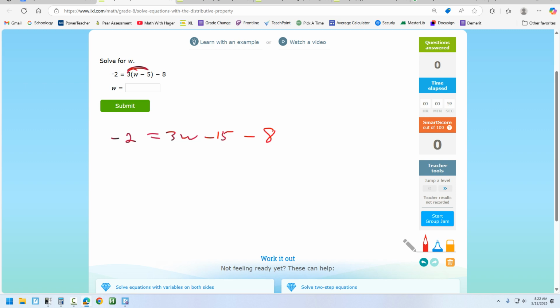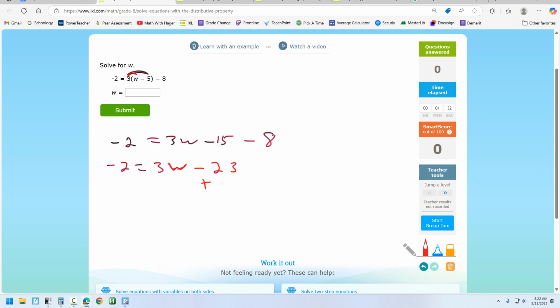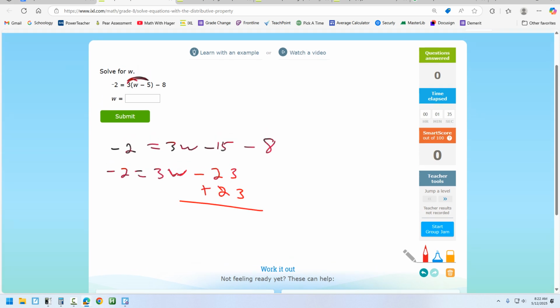Okay, we do have some like terms on the right side. What 2 numbers can I combine together? Negative 15. Yep, so negative 15 and negative 8. And if you take negative 15 and subtract 8, that's going to give you negative 23. Okay. What would be my next step if I'm trying to get W by itself there? Add 23 to both sides. Yep. So add the 23 to both sides.